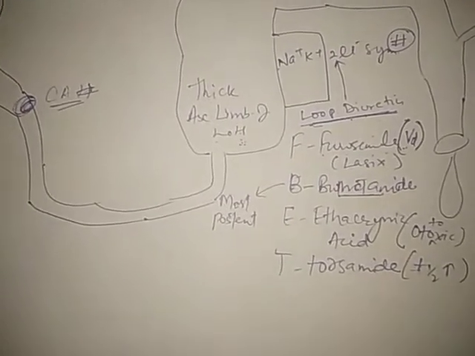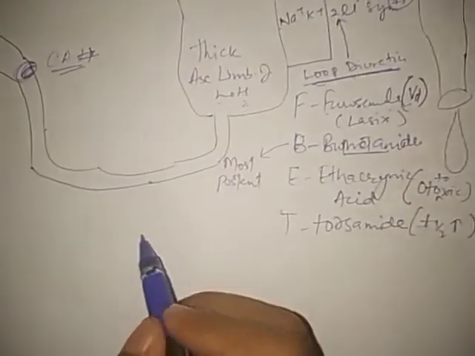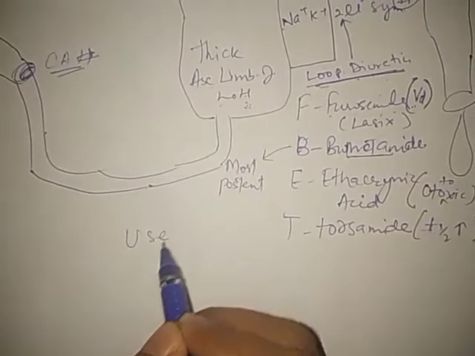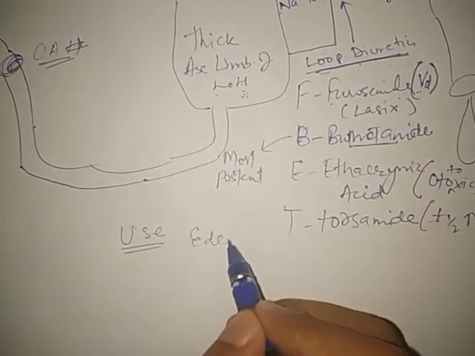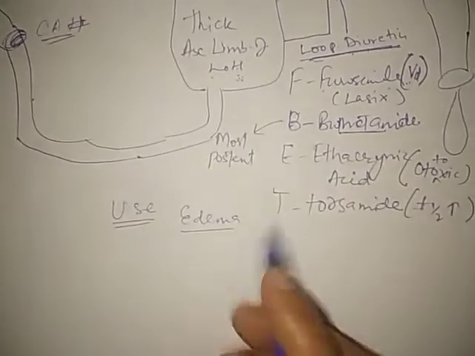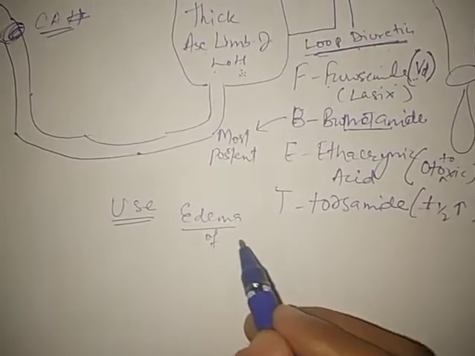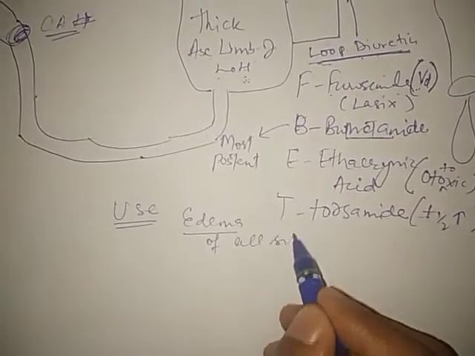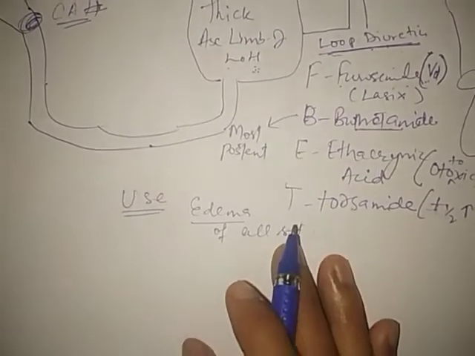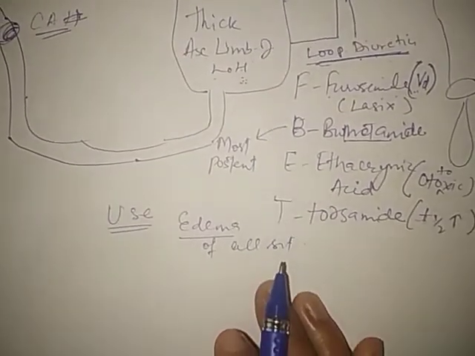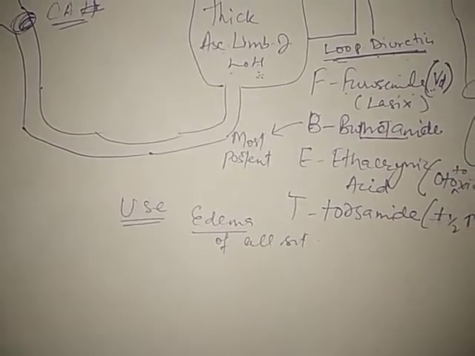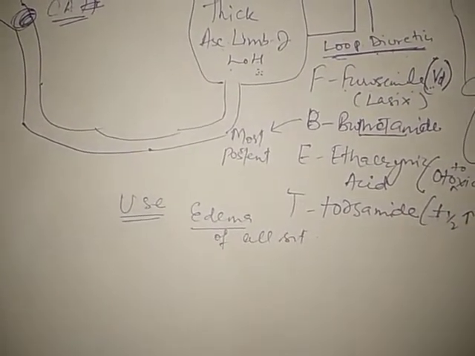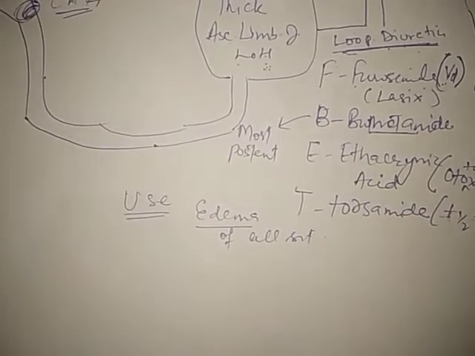So what are the uses of loop diuretics? They are used in edema of all kinds, in all situations. They can be used in edema due to heart failure, and in edema due to liver failure or cardiac diseases.